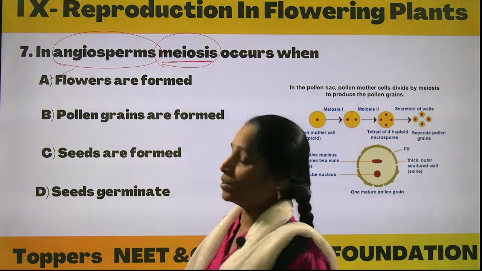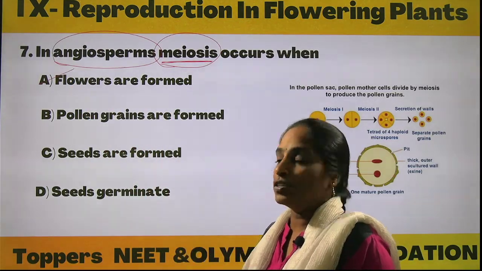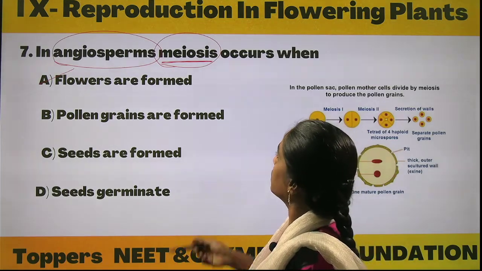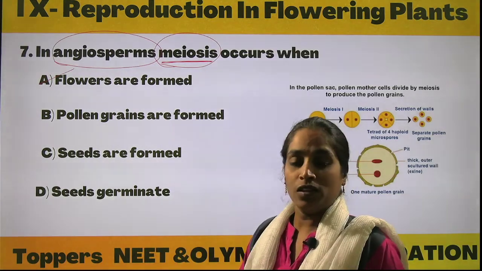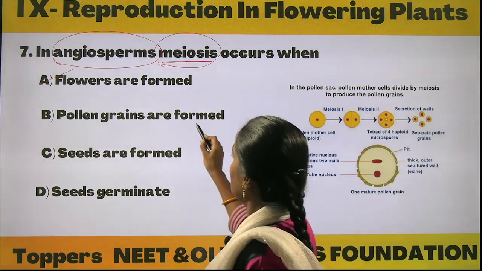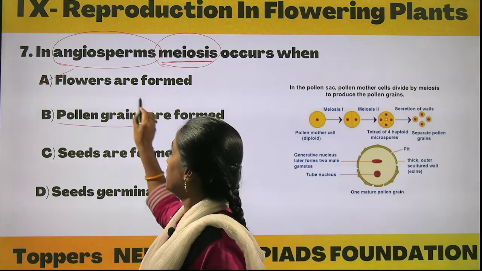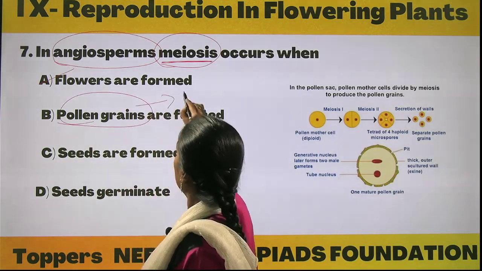Flowers are formed. Flowers are the part of the plant where we can observe the reproduction process. In the flowers, we can't observe the meiosis process. In the pollen grains, during the formation of pollen grains, what are the pollen grains? These are the gametophytic cells.